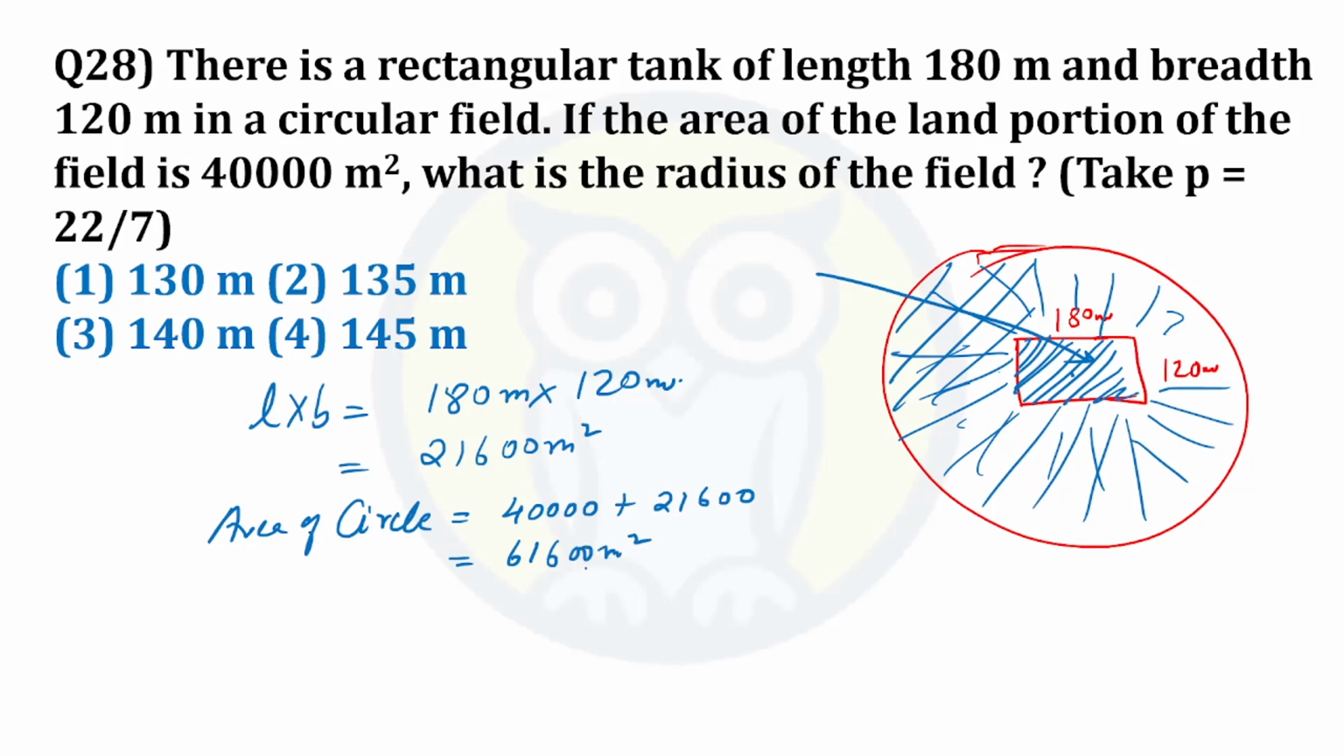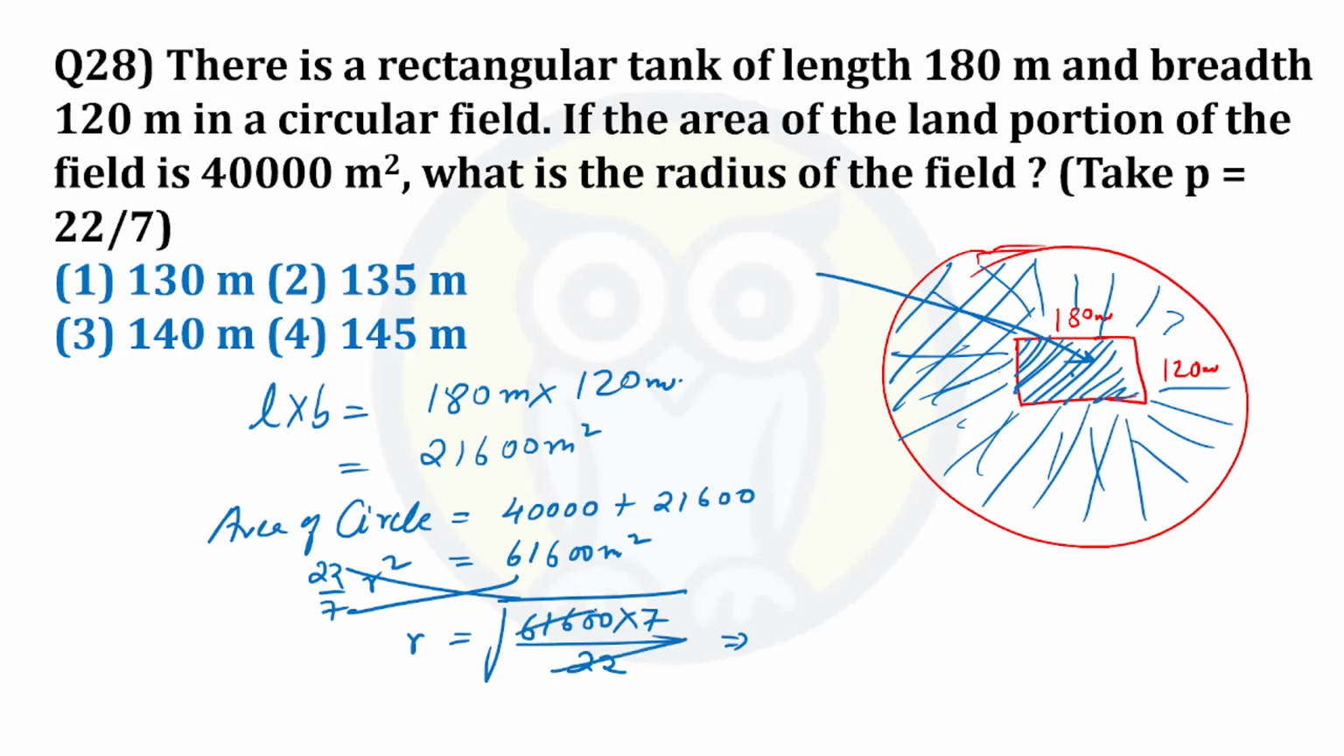That is 61600 meter square. Now the area of the circle formula is pi r square. So pi r square is equal to 61600. Pi is 22 by 7, so r square is equal to 61600 times 7 by 22. Taking the square root on the right-hand side, we cancel: 22 into 2 is 44, and 176 remains.